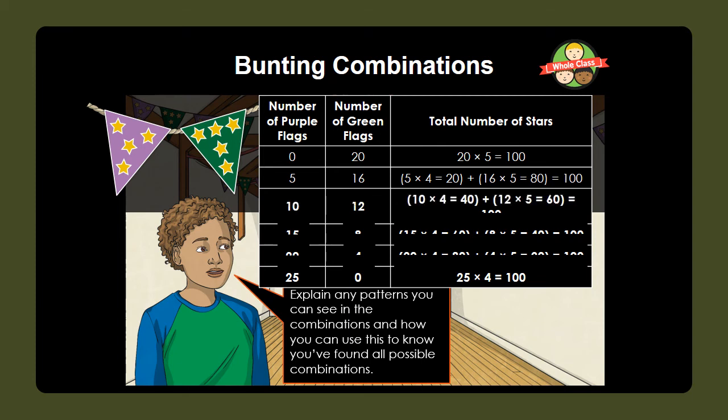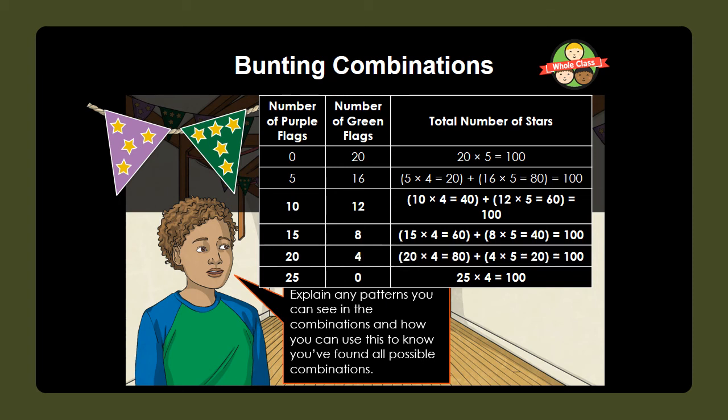We could also do the same with 10. We could have 10 purple flags and 12 green flags, and you'll see how that works on the screen in brackets. We could do the same with 15 purple flags and 8 green flags, 20 purple flags and 4 green flags, and 25 purple flags and 0 green flags.